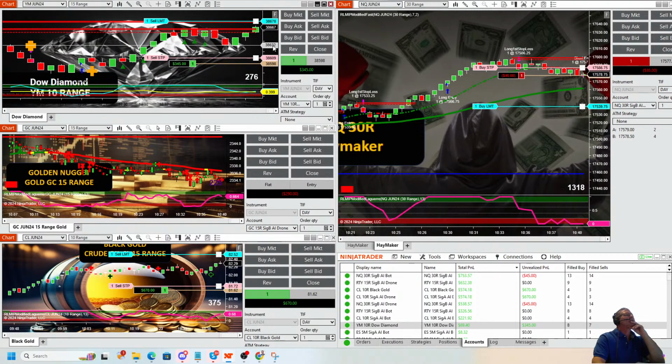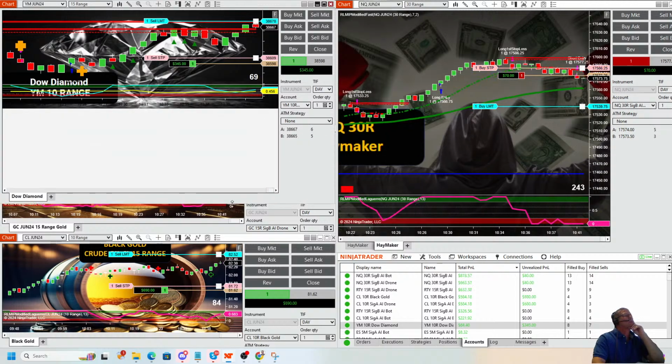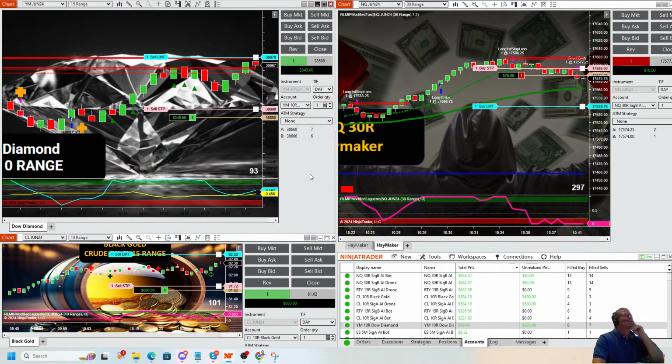Look at this trade on the Dow. Beautiful trade on the Dow. Now my profit window should be in effect. I'm going to check the settings just to make sure. Let's see where this stops us out if it doesn't hit the profit target.